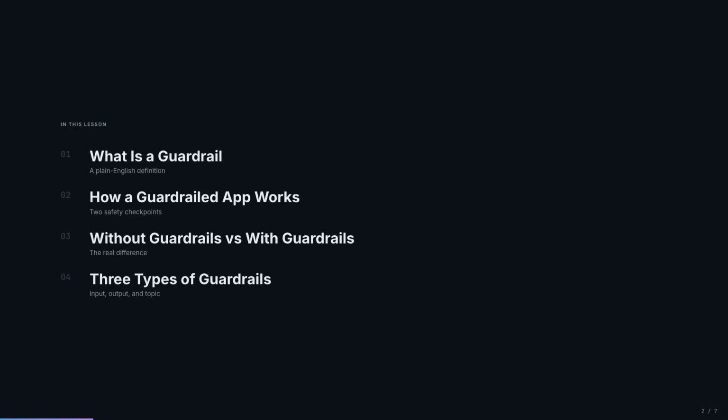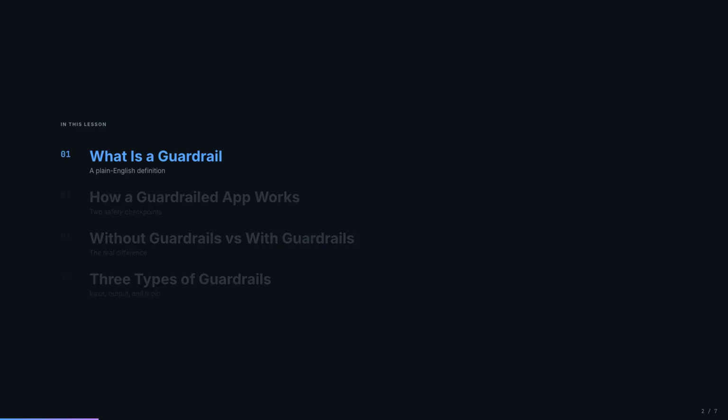First, what is a guardrail? The clear, plain English definition. Then, how a guardrailed app works. The two checkpoints every message passes through. Next, without guardrails versus with guardrails, the real difference it makes. Finally, three types of guardrails: input, output, and topic.